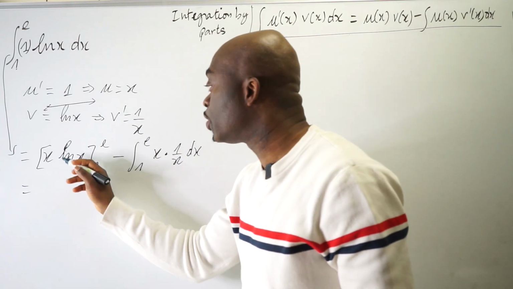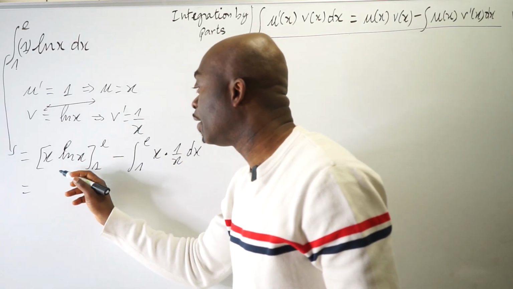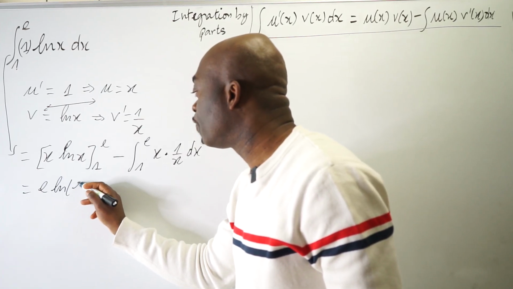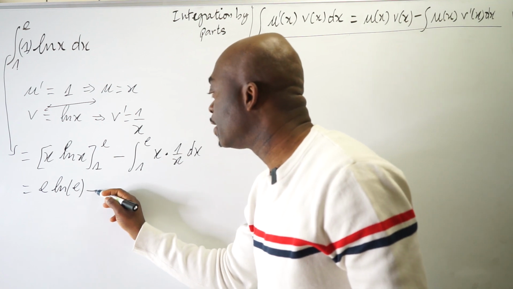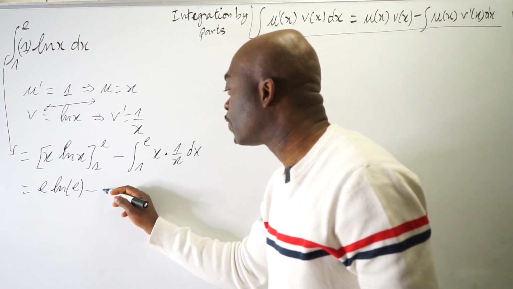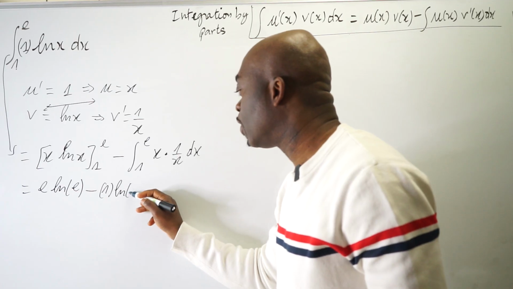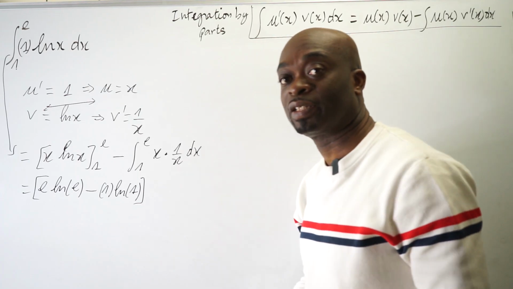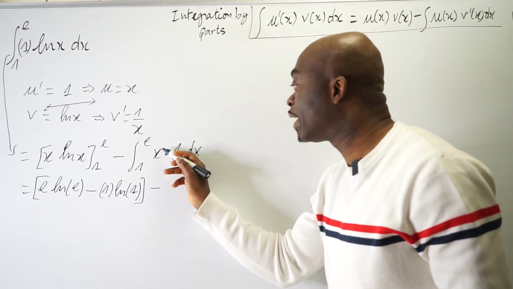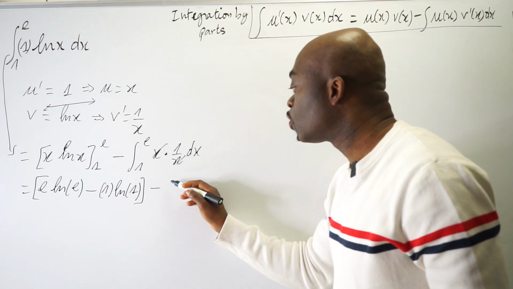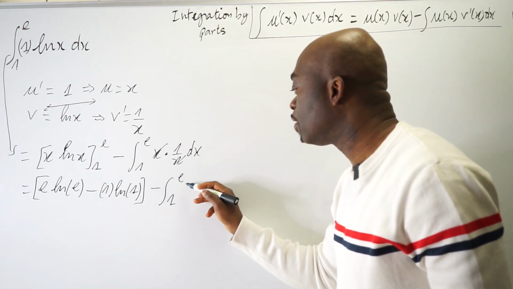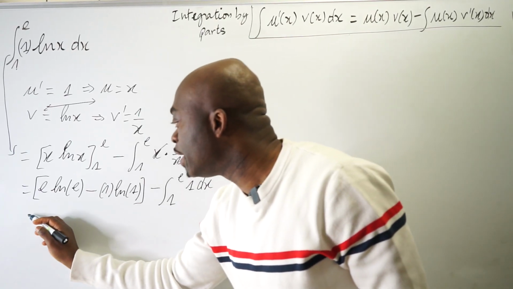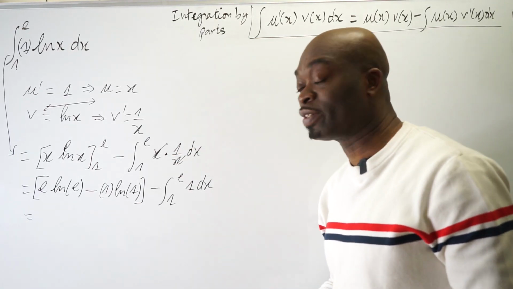Now we continue and substitute e for x. That will give us e times ln of e minus 1 times ln of 1. That's for the first bracket. Minus, here we can see that x and x cross out, so we end up with the integral from 1 to e of 1 dx.